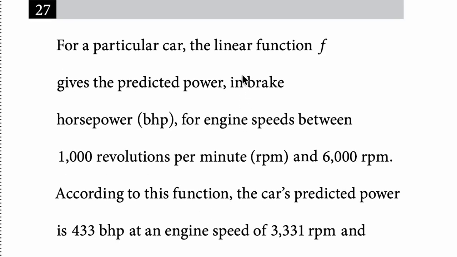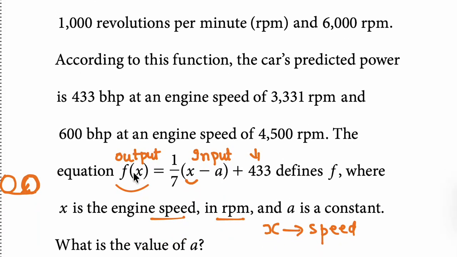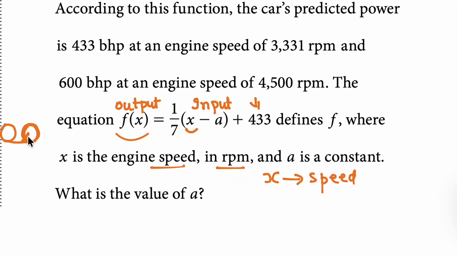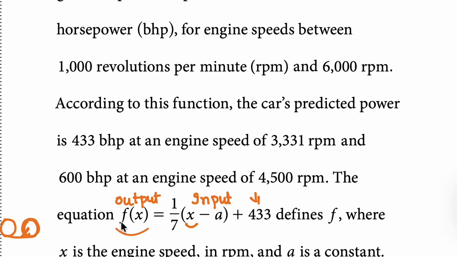Let's go here. For a particular car, the linear function f gives the predicted power. Now stop here. What is the output here? Actually, that is the power. So power is equal to 1 over 7 times speed, which is in RPM, minus a, plus 433. Now we have some idea what the question is. Let's see what data is given now.